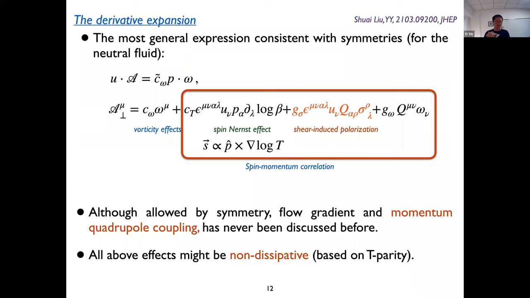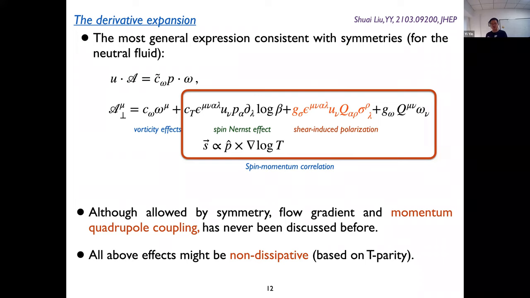So this is the usual vorticity effect. But importantly, you can write down three additional terms. The second term here is the effect coming from the gradient of temperature, and in the condensed matter community, this is called the spin Nernst effect. So a temperature gradient will generate spin polarization.